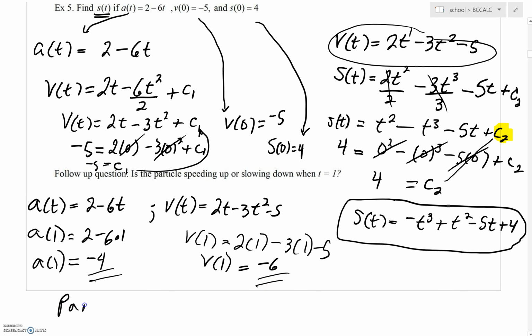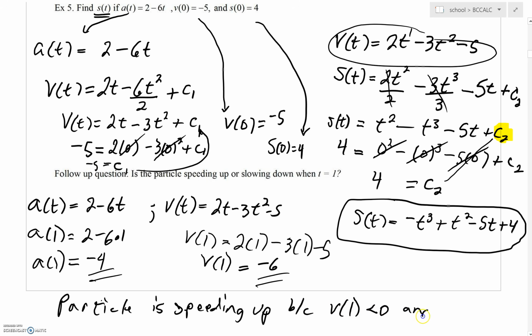So the particle is speeding up. And the reason that you'd give, it's speeding up because v of 1 is negative and a of 1 is negative also. And that wraps up chapter 4.